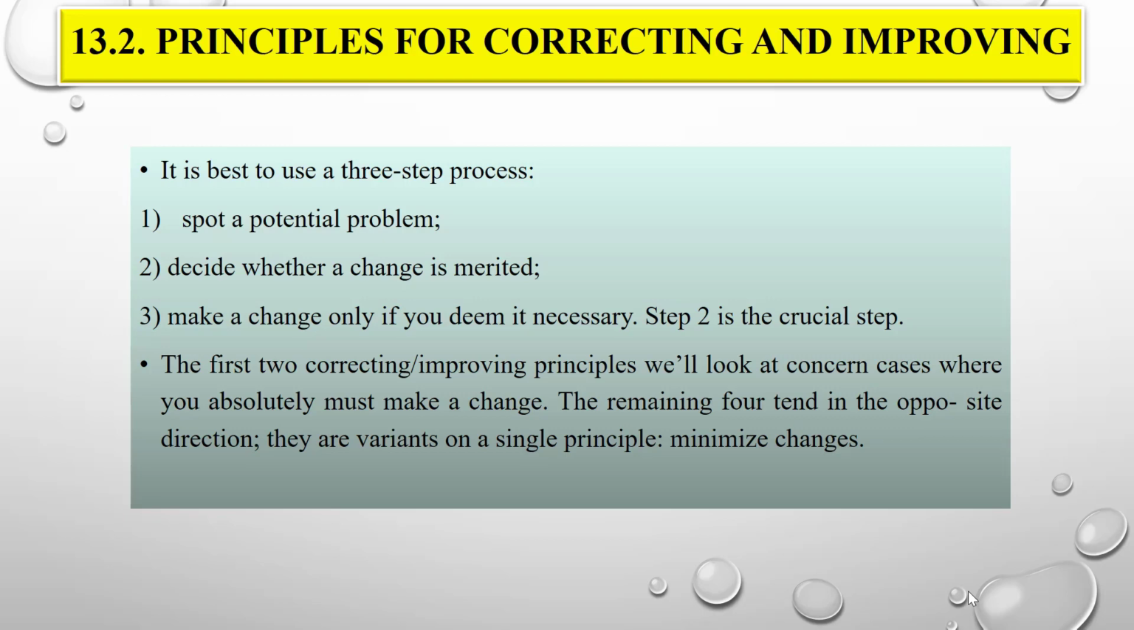It is best to use a three-step process. One, spot a potential problem. Two, decide whether a change is merited. And three, make a change only if you deem it necessary. Step two is the crucial one. The first two correcting or improving principles concern cases where you absolutely must make a change. The remaining four tend in the opposite direction. They are variants on a single principle, that is, minimize changes.